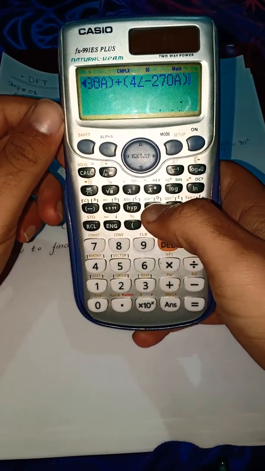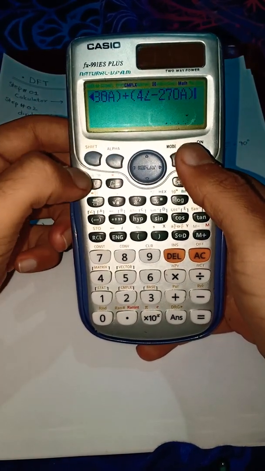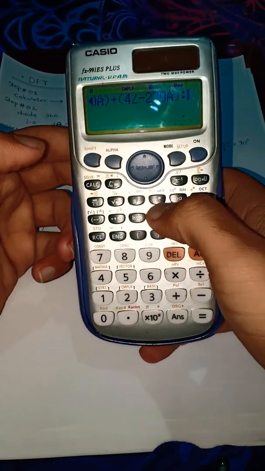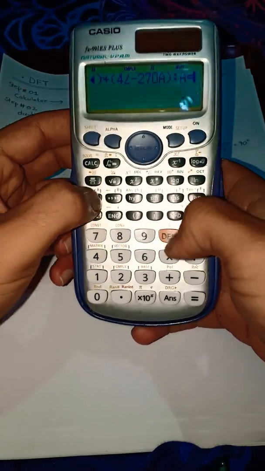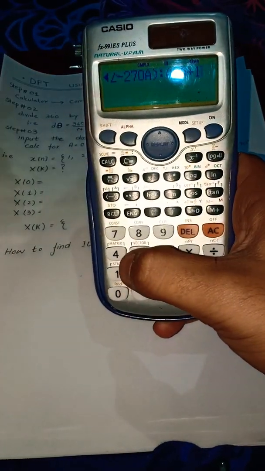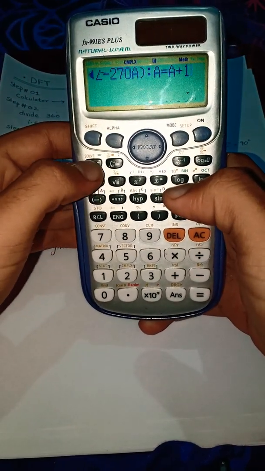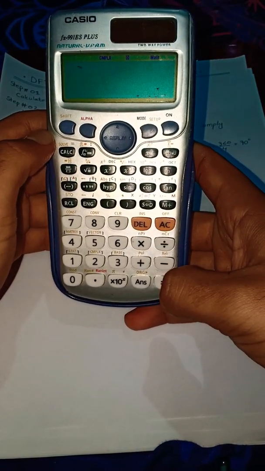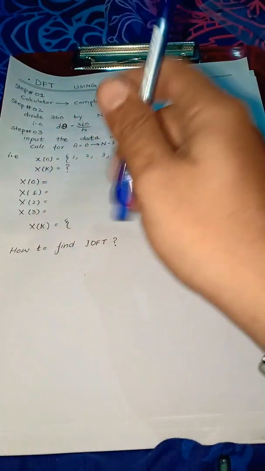Okay, so once you have finished typing all the input data in the calculator, just hit alpha and then, to automate the process, a would be equal to a plus 1. That means increment a by 1 every time I hit the calc button. So now just tap the calc button and give the input for a's starting point, that would be 0. So that would give me 10. That means X of 0 equals 10.